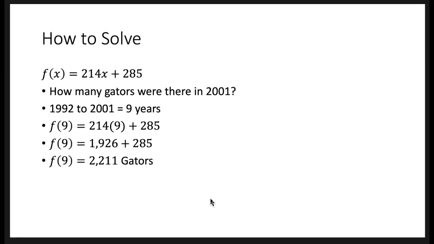So, if we're trying to figure out how many gators were in Orange County in 2001, we have to plug in 9. Because 2001 is 9 years after 1992. So if we plug in 9 for x, we would get f of x equals 214 times 9 plus 285. And once we do the math, we get f of 9 equals 2,211 gators.